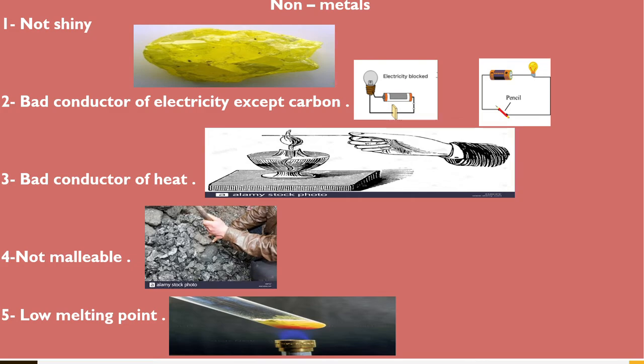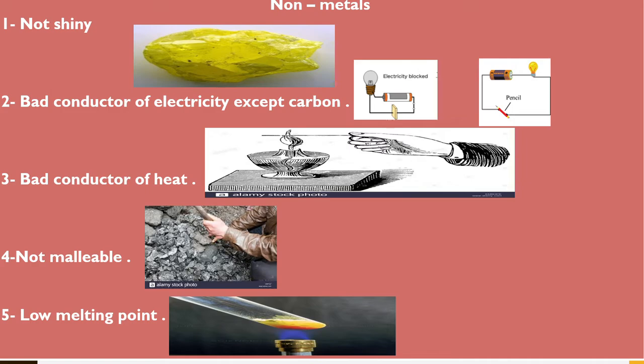The second type is non-metals. The non-metals are not shiny. They are all the opposite of the metals. This means that they haven't metallic luster like the metals. The metals have metallic luster, so they are shiny, but the non-metals have not.